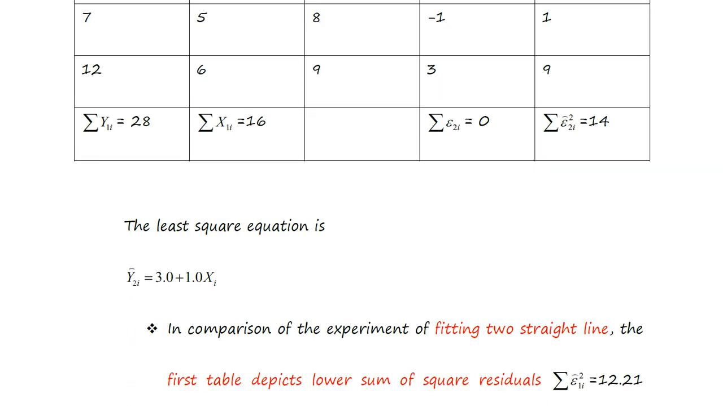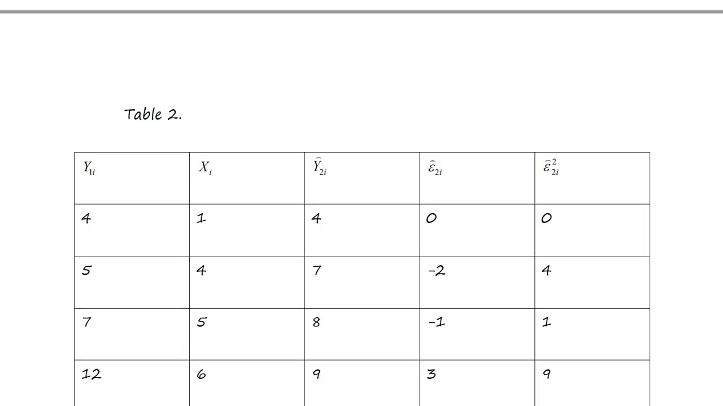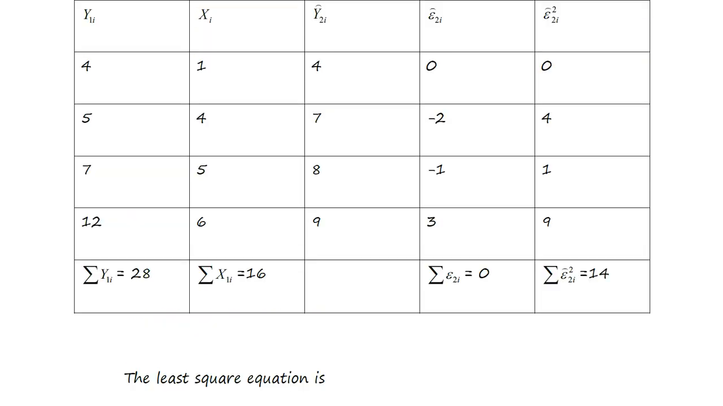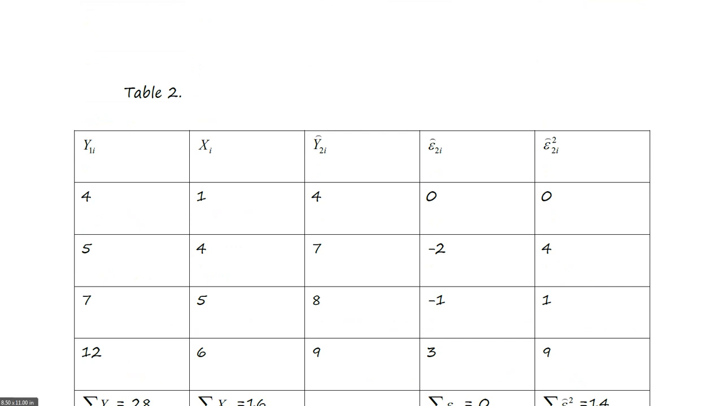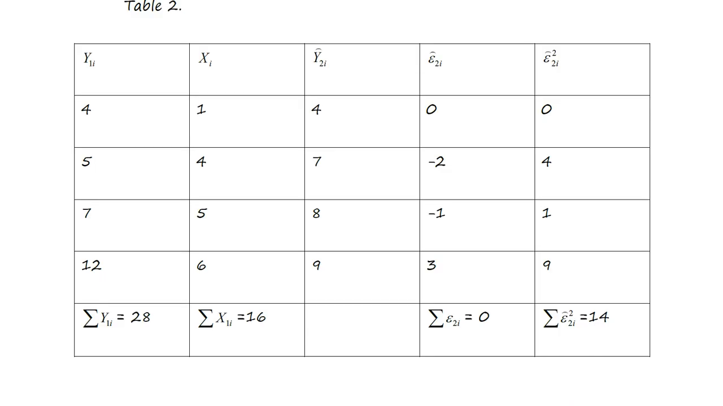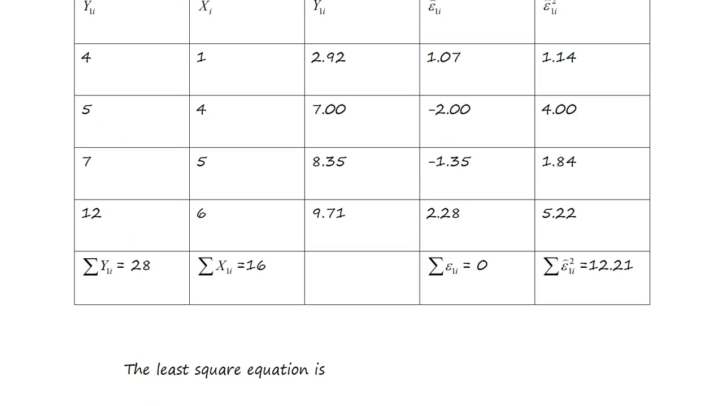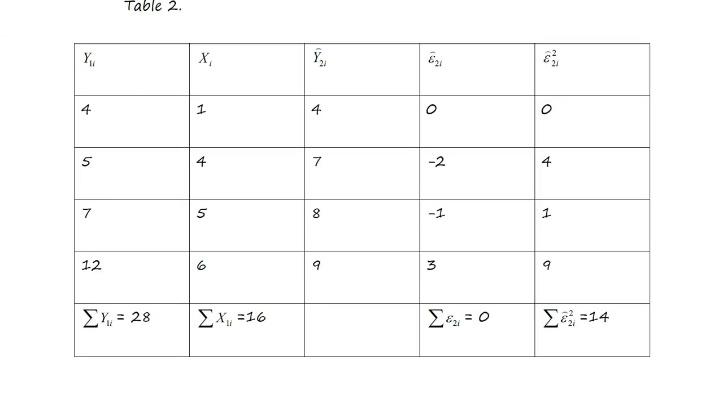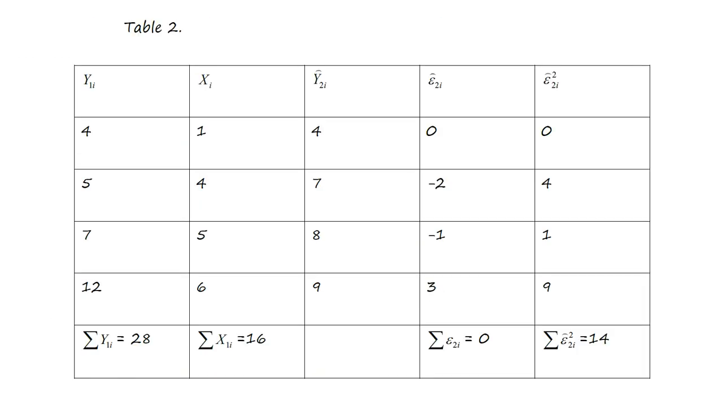And now we move to the second table. Here are the y observations and x observations, the same as in the above table. This is the estimated value y2. Here the intercept is 3 and the slope is 1, because we have changed the direction of the line's slope, and by putting x values in this equation we get the changed predicted values. Y cap will be the predicted or estimated values 4, 7, 8, 9. When you put the observation 1 here, you get 4. If you put 4 here, you get 7.